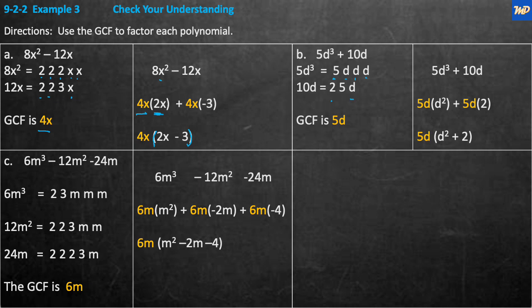So what's common to both of these terms? We have a 5 that's common to both. No 2s, the 2s are not. And there's one d that's common to both. Okay? So when you do that, you have 5 times d, 5d.